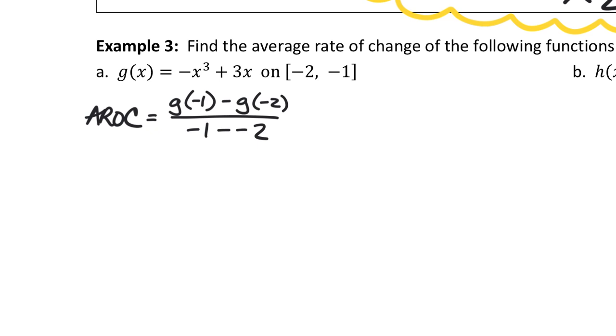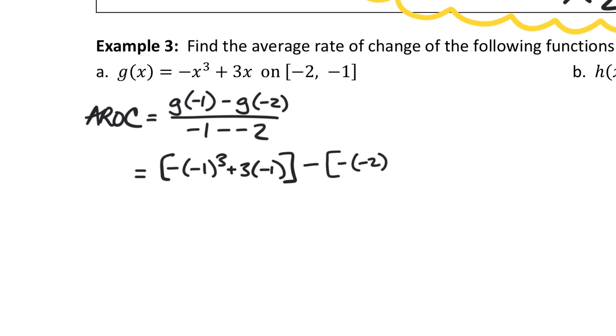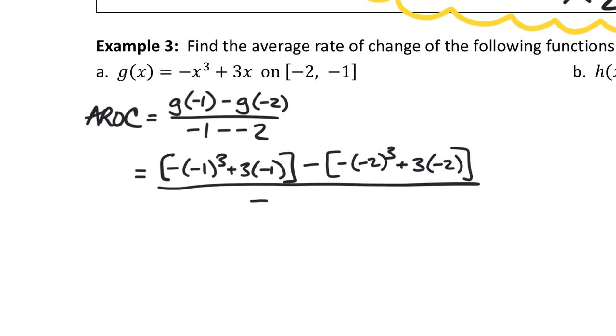But then we have to remember what this means. G of -1, that top right there, tells me to take -1 and plug it into the g function. So this would actually say, let me use brackets, negative of -1 cubed plus 3 times -1, close bracket. I right there have taken the number -1 and plugged it into the g function. Then I'm going to subtract the same vibe, except I'm going to plug in -2. -2 cubed plus 3 times -2. All of that is going to be over -1 plus 2. Minus and minus makes plus.